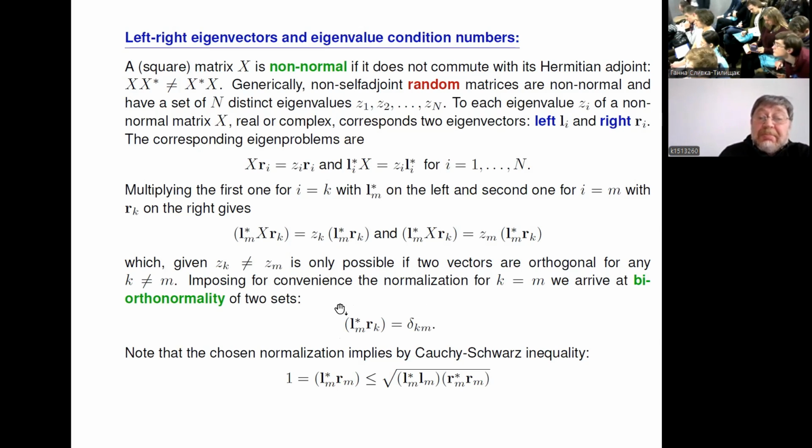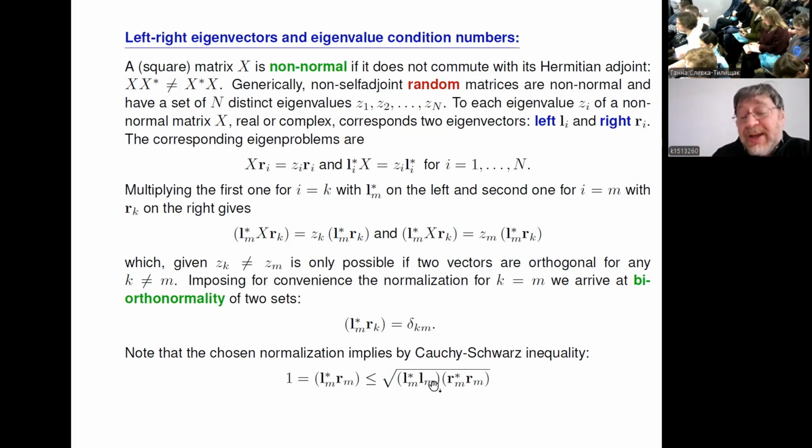The first immediate consequence of the chosen normalization to 1 is that, by the Cauchy-Schwarz inequality, the following combination, the scalar product of left with itself and right with itself, with the square root of this product, will always be larger than or equal to 1. We will see that this right-hand side, the square root, will play an important role.